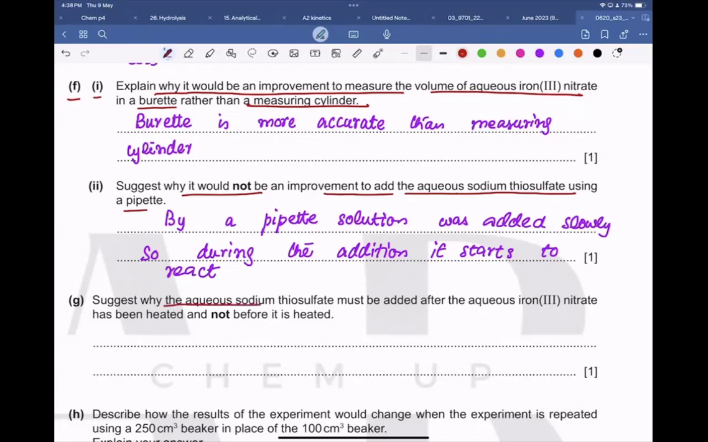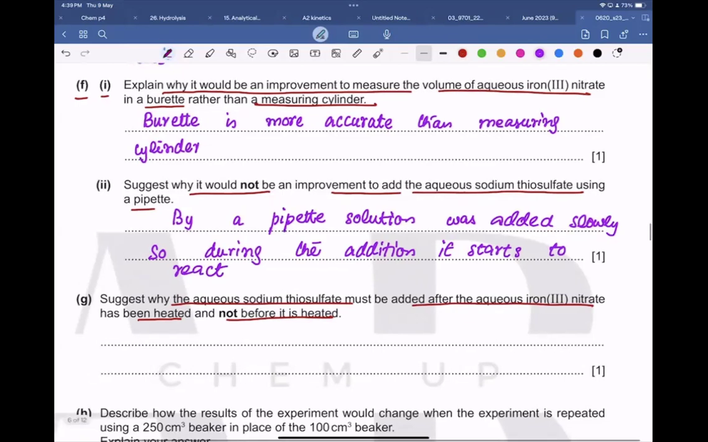Now, suggest why the aqueous sodium thiosulfate must be added after aqueous iron(III) nitrate has been heated and not before it is heated. So the same reason: if we mix both of them and start heating, during the heating the reaction would start. But we are mixing it after we achieve the target temperature that we need to raise, right? So after that, we add it quickly and then start the stopwatch.